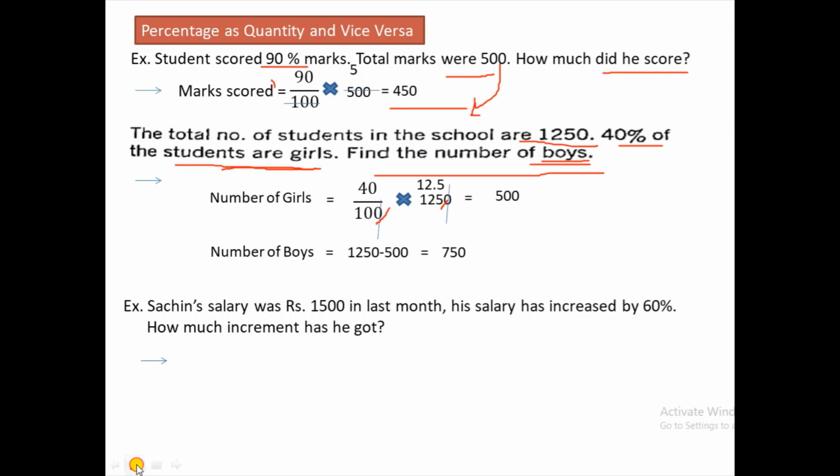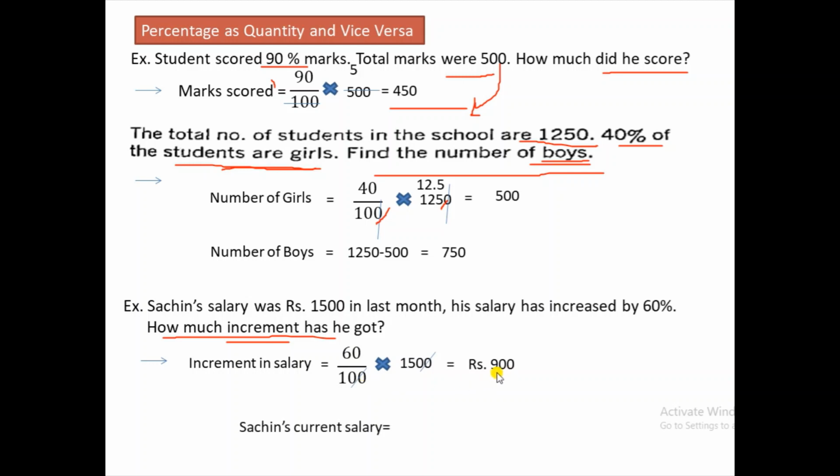Again I will ask you to ensure you read the question properly, because it asks only for the increment, and they have not asked for the final salary. So the increment in salary is going to be 60%. So 60% of what? 1500. So 60 by 100 multiplied by 1500 is going to be 900. That is, he has got an increment of 900.